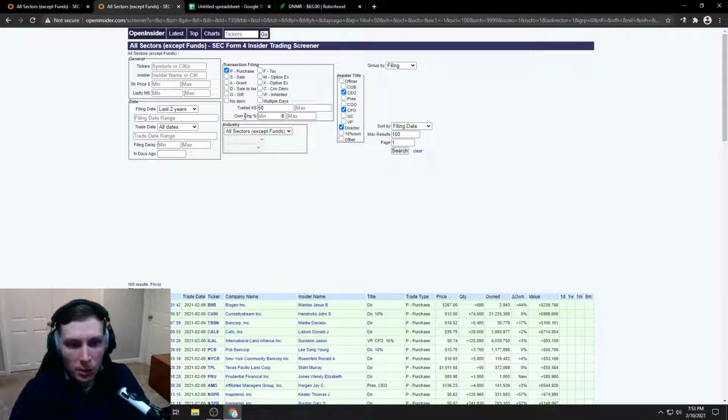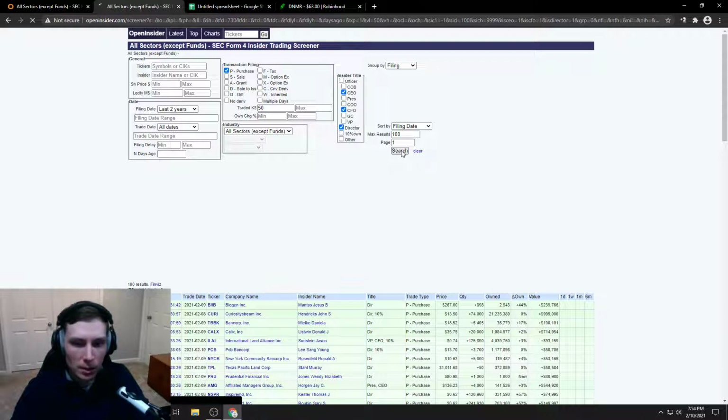You can also do own percentage changed. I don't know how you'd word that, but basically this is if a CEO owns 10% of the company and he has 1 million shares, if he buys another million, he now owns 20% of the company, so the change is going to be 10%. So you can search by that as well, which is kind of interesting, but for this I'm just leaving it as it is. So this is the information I want to pull.